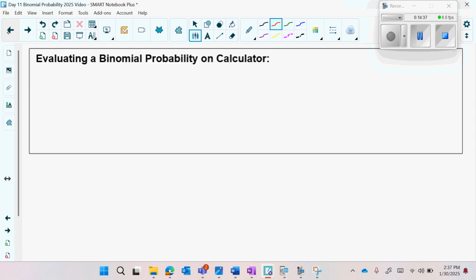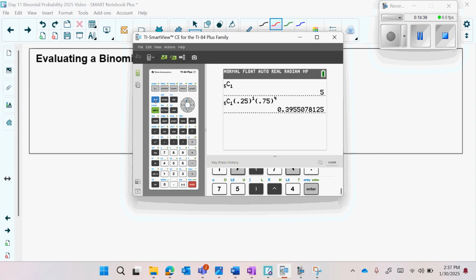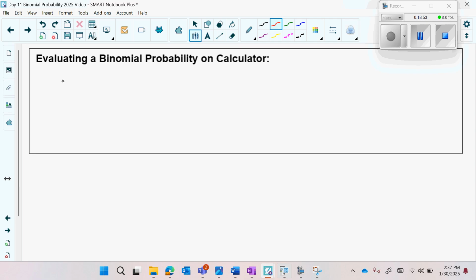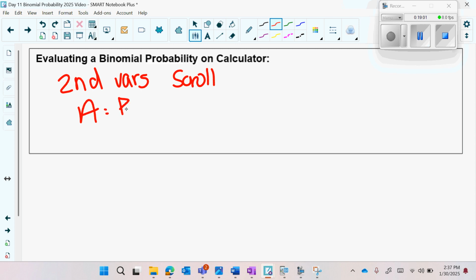So do you guys remember when we did 2nd vars and we would do normalcdf? We're going to go back to 2nd vars, but this time we're going to use a different distribution. It's going to be binomial. So keep scrolling until you find letter A. Letter A is binomialpdf. We are going to choose that one. So let's write that down. We're going to do 2nd vars, and we're going to scroll until we get to, for me, it's letter A, binomialpdf. PDF stands for probability distribution function.